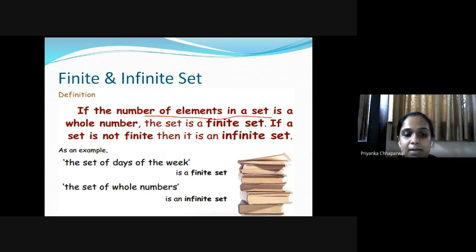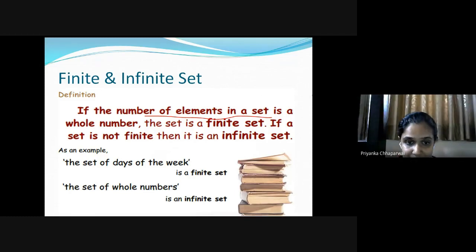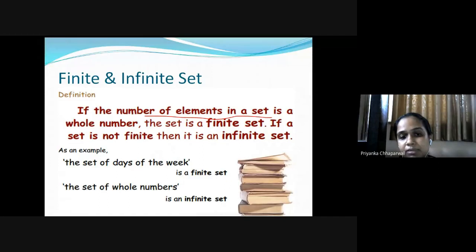For example, the set of days of the week. The number of days in a week is 7, so it is countable, then it is a finite set. The set of whole numbers: the whole numbers belong to 1 to infinity, so it is a type of infinite set.